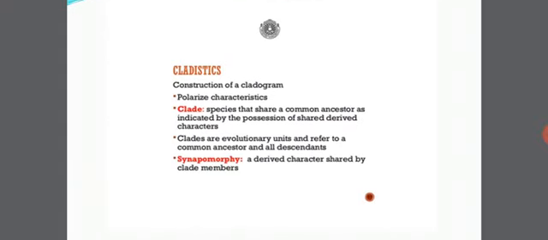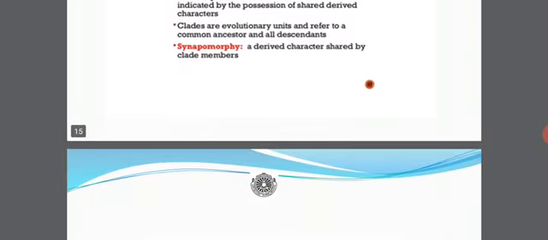Now coming to cladistics, construction of a cladogram. It uses polarized characteristics like clade. A clade is nothing but the species that share a common ancestor as indicated by the possession of shared derived characters. Clades are evolutionary units and refer to a common ancestor and all descendants. Synapomorphy is nothing but a derived character shared by clade members.